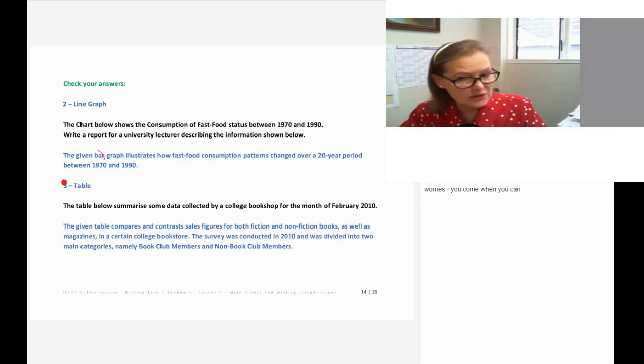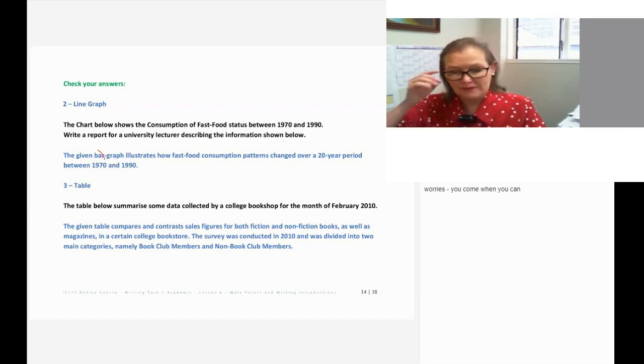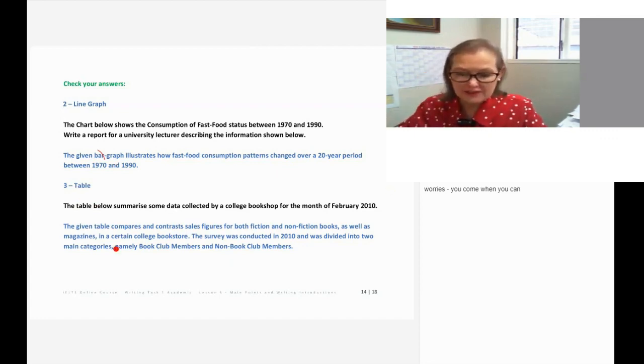So I'm writing two sentences again. The survey was conducted in 2010 and was divided into two main categories, namely book club members and non-book club members. So I'm just going to flick back to that table for Gaurapreet, so that you can take a screenshot of that. Did you get a screenshot of each one of these?